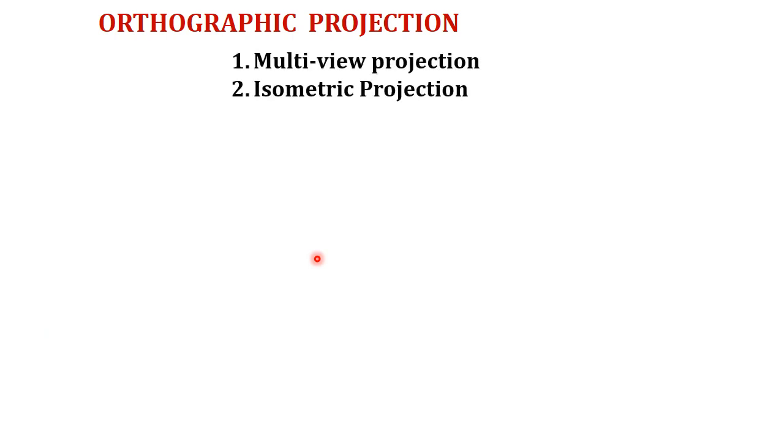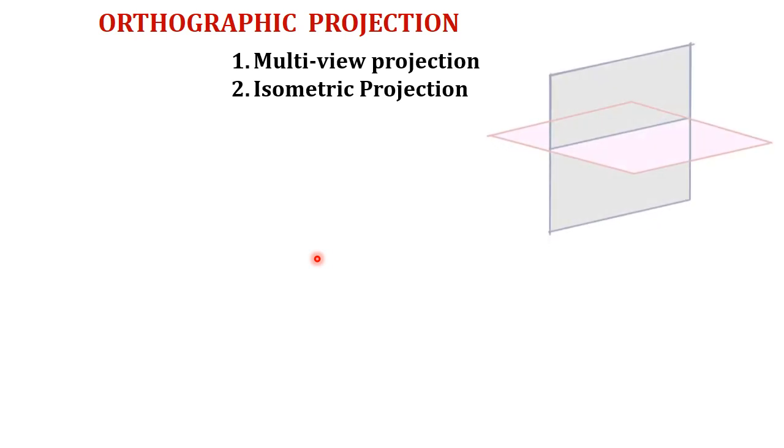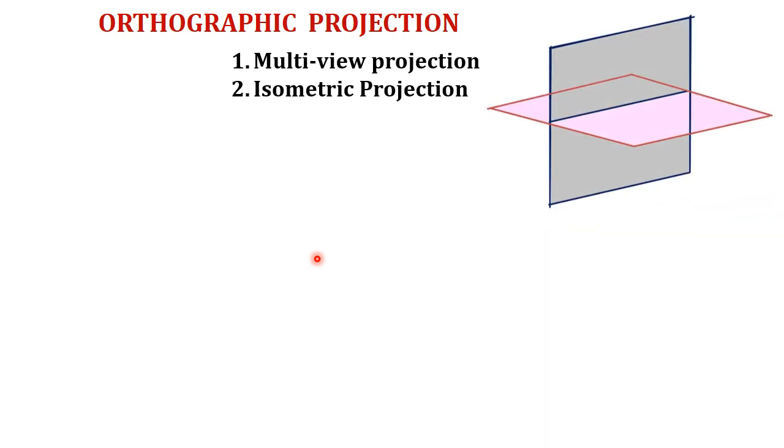Now let me compare the perspective projection with the orthographic projection. Actually, orthographic projections are of two types. One is multi-view projection and the other is isometric projection. In multi-view projection, to get the projections, we should have at least two planes of projection, horizontal plane and vertical plane.